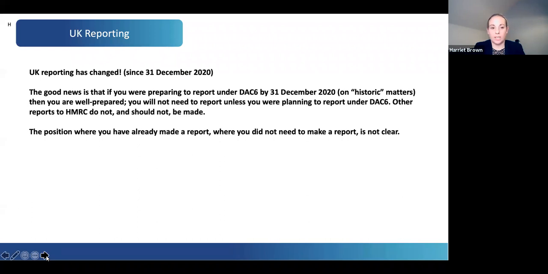And it will be interesting to find out, if we ever do, whether or not HMRC actually exchanges that information or hangs on to it and just exchanges Hallmark D. And I suspect it will be the latter, but you just never know.